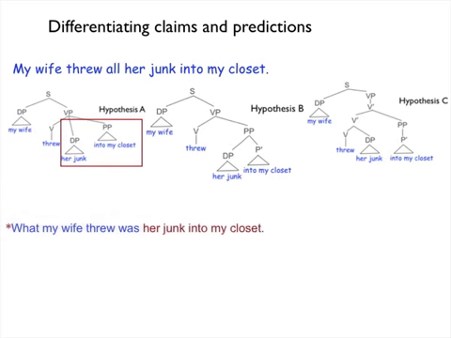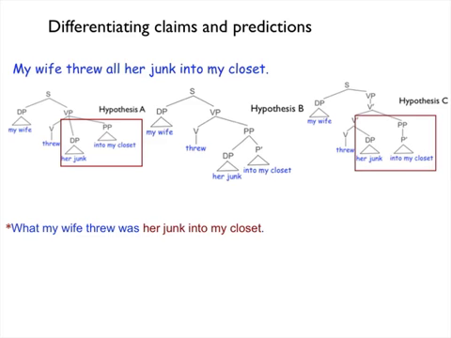So we look here, what my wife threw her junk into my closet. Hypothesis A claims that's not a constituent, right? The badness of this is consistent with that. Hypothesis A gives us an explanation. It does not predict that. It doesn't necessarily mean that it's the right analysis, but it at least makes the prediction that this should be bad, right?